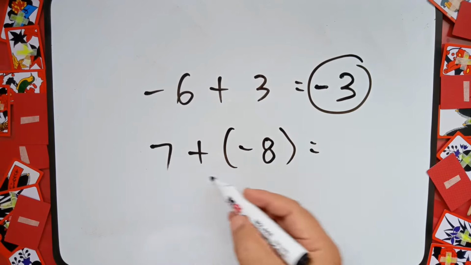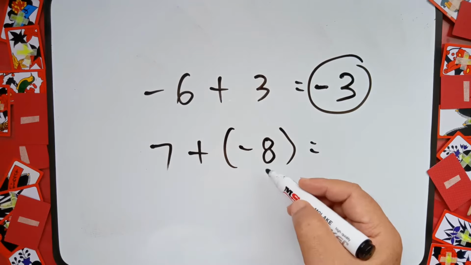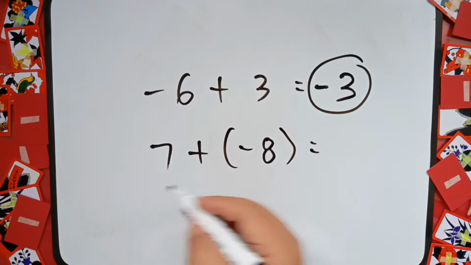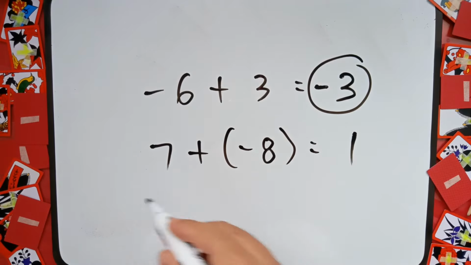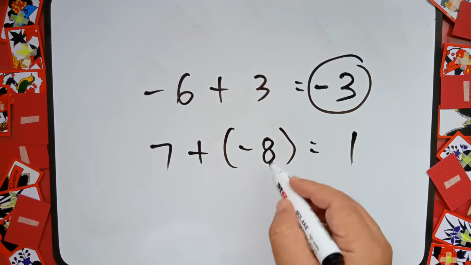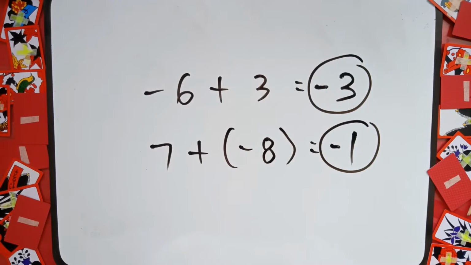Now, 7 plus negative 8. 7 is positive, 8 is negative. Different signs. So you have to subtract the absolute value. 8 minus 7 is 1. Then copy the sign of the greater number. Which is greater, 8 or 7? 8. Then copy the sign of 8, negative. Okay, so that's the final answer.